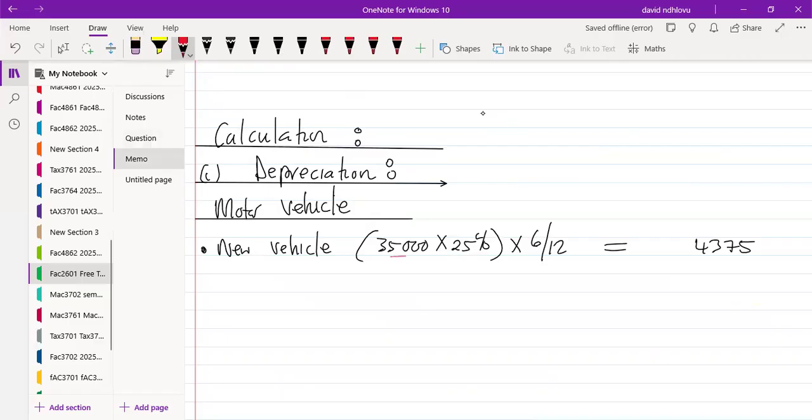The new vehicle cost 35. We are using the straight line method. It means the 25% must be applied on the cost price. But the vehicle was only bought in the middle of the year, which means it was used for only 6 months. So we've got to allocate or prorate the depreciation according to the number of months. Understood. Wonderful. Then we go to the old vehicle.